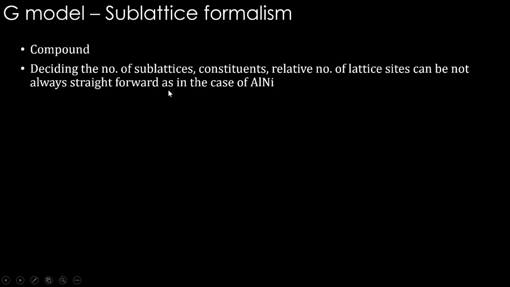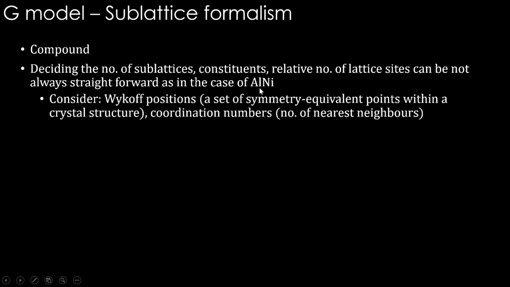Now let's look at a compound. Deciding the number of sublattices, constituents, and relative number of lattice sites cannot always be straightforward, as in the case of AlNi. There we had only aluminum in one sublattice and nickel in one sublattice. It was straightforward to model the sublattice right directly from the crystal structure. But in many cases it will not be straightforward.